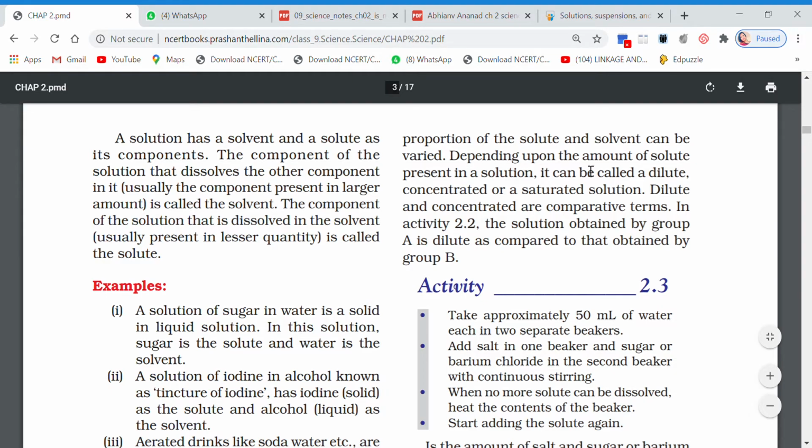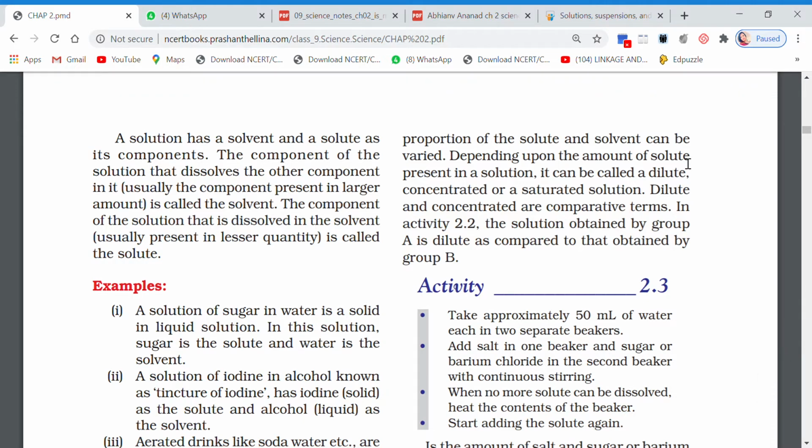Okay? So depending upon the amount of solute present in a solution, it is called dilute, concentrated or saturated. So there are three types of solution, and these three types actually depend upon the amount of solute. For example, if I ask you to put 1 spoon of sugar in water, that will be a very dilute sugar solution. But if I ask you to put 7 spoons of sugar in the same glass of water, that will be quite concentrated. It will become very sweet, right?